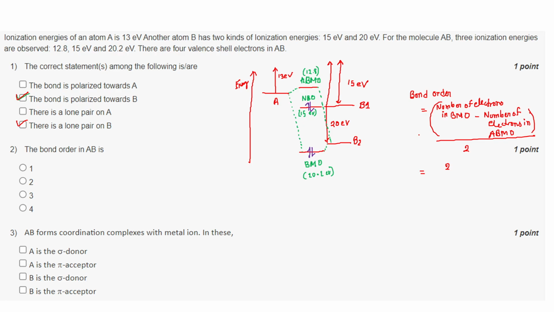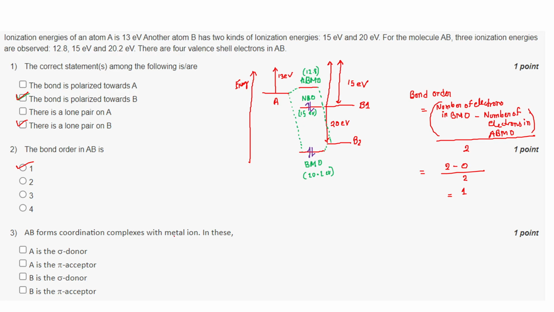So obviously, this is 2 minus 0 divided by 2. So that is 1. So the bond order is 1. Now the next question, that AB forms a coordination complex with a metal ion.